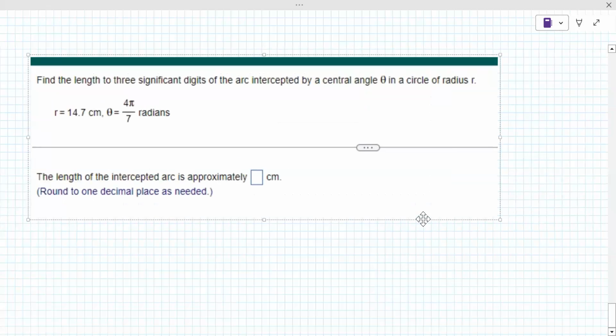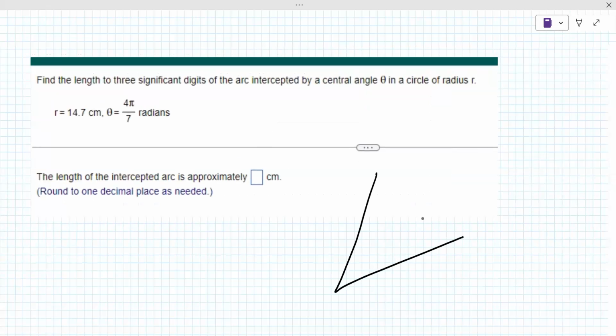All right, so it says find the length of the intercepted arc. What they're saying here is that there's an arc here, the pizza crust, if you will. This is 4 pi over 7 radians.